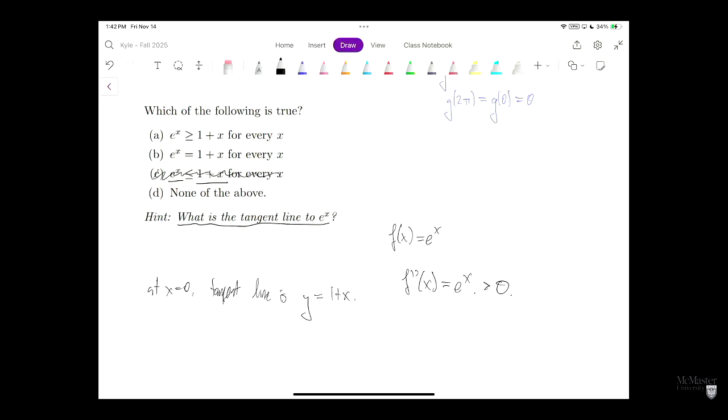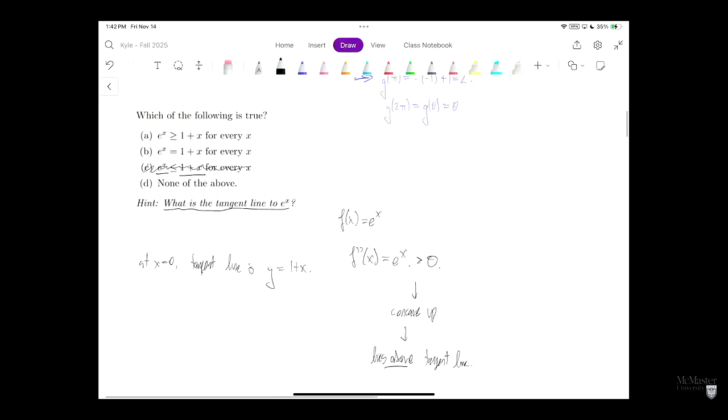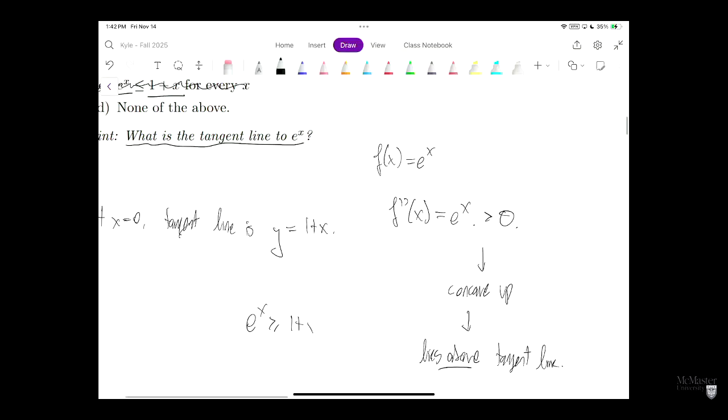So we know our second derivative is positive, and we know what the tangent line is. Does anyone remember the geometric intuition behind the second derivative being positive? It's a word that starts with a C. Yes, concavity. Our function is concave up, and if it's concave up, geometrically it lies above the tangent line. So we know that e to the x is always bigger than 1 plus x.